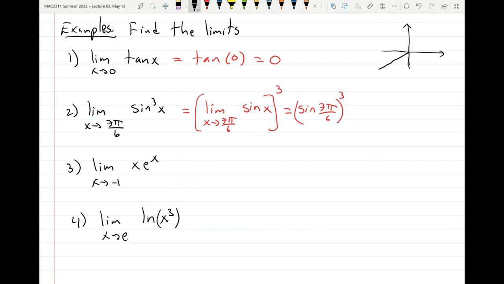How do we know that? Because 7 pi over 6, we can write it as pi plus pi over 6. In other words, you do 180 degrees, so you do pi, and then you do an extra pi over 6. So this right here is 7 pi over 6. Okay, so it's in quadrant 3.